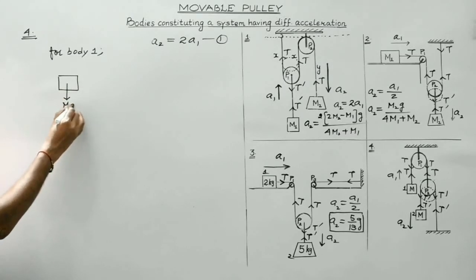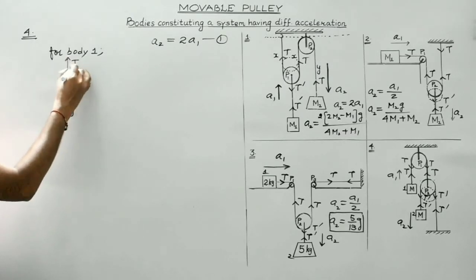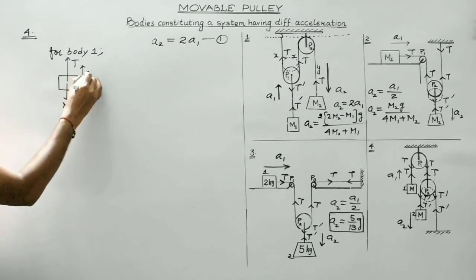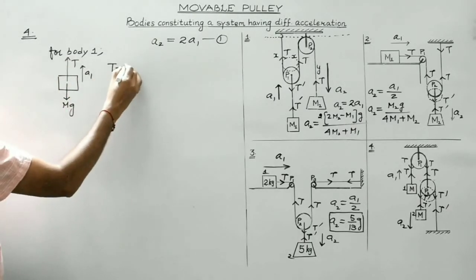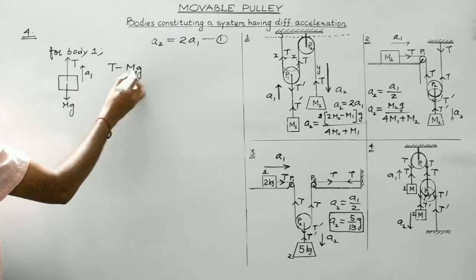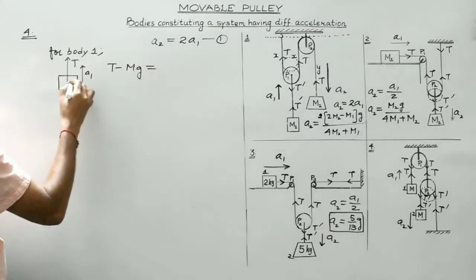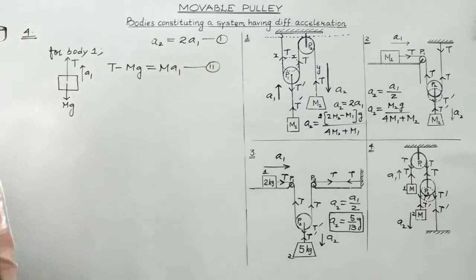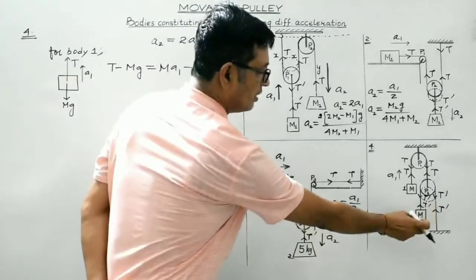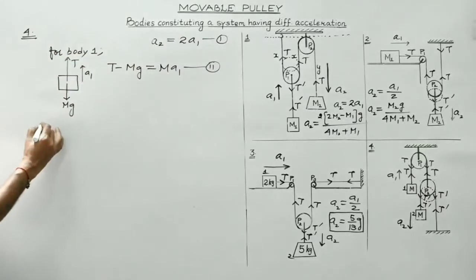Its weight will act in the downward direction, this is tension, and it is accelerating upward. So T being greater than mg, the relation would be T minus mg. This is the net force acting on this body, and it is equal to mass into acceleration. Mass is m into a1. Right, students? Okay, let's consider body 2.